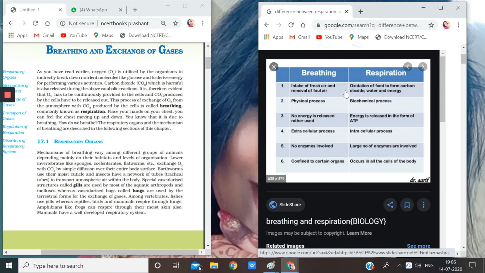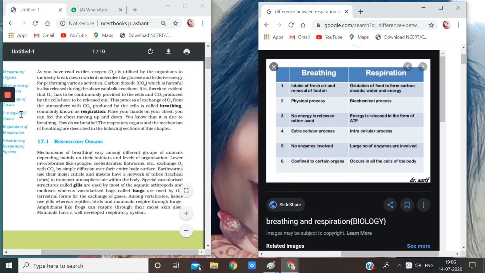So I think this difference, there are six differences which are quite complete, and it describes everything about breathing and respiration. Okay, thank you.